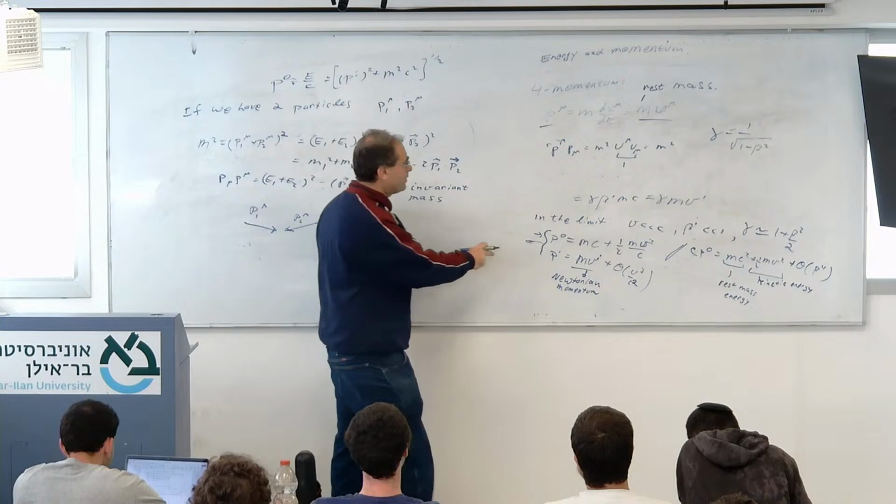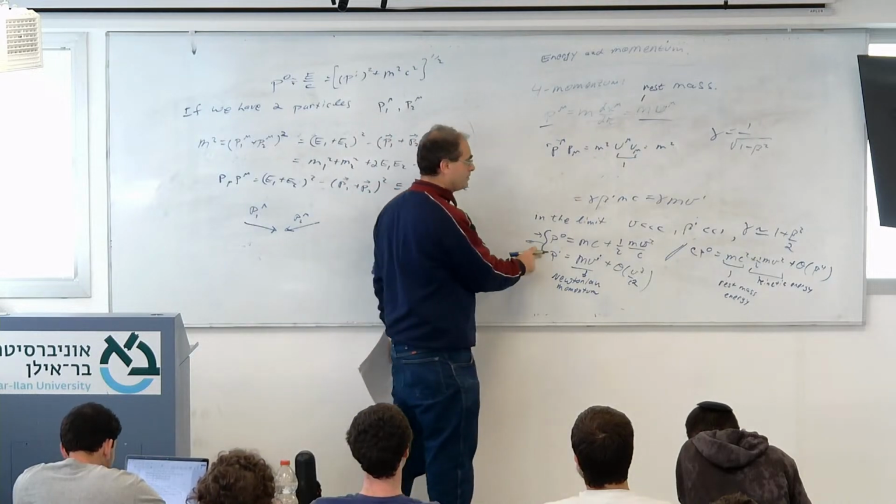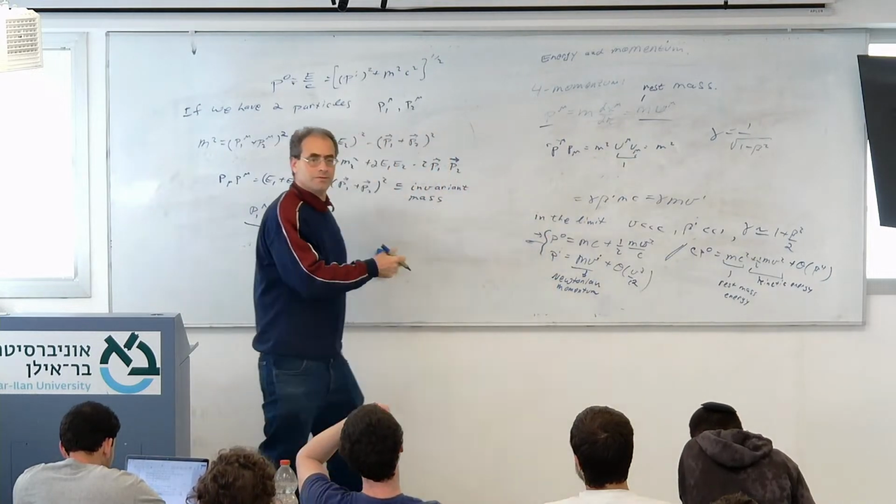You'll see it from here. The vector P is P i, and P zero is the E. Do it at home.